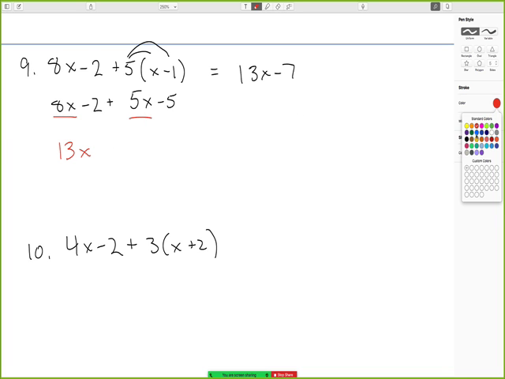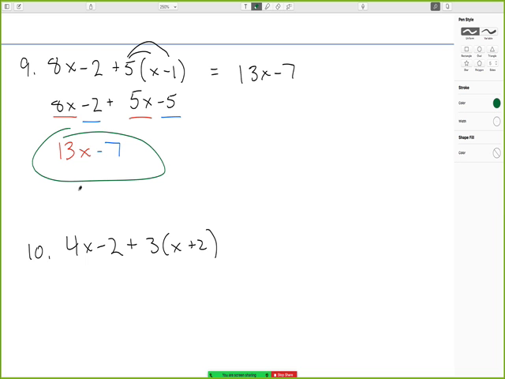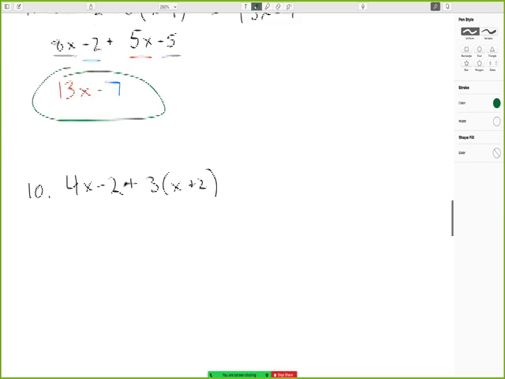What would you do next? Add the negative 2 and negative 5. Yep, negative 5 and negative 2 are bad guys. They band together and make a bigger bad guy problem. That should be your answer. 13x minus 7. Similar problem, try number 10.